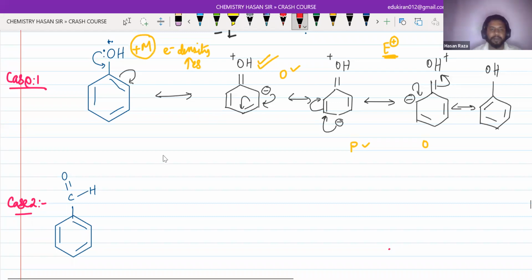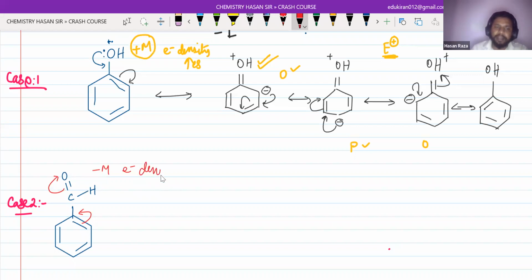Okay, now see this CHO, it will attract electron, it will take electron. So since it is acting as -I, electron density will decrease. It is withdrawing electron from the ring. That's the electron density decrease. Now there will be positive charge, and then there will be double bond, and then there will be O negative like this, and the rest part will be as it is.